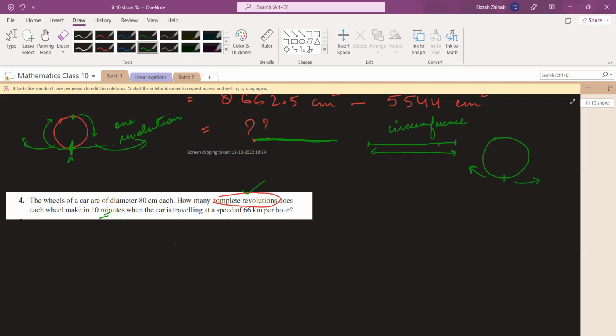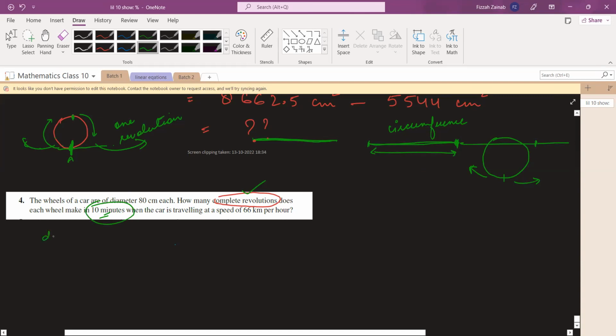So if you want to find the distance covered, this is one revolution, then you have the next revolution, then the next, and so on. So you can just add the circumferences and see how many revolutions it makes in 10 minutes. That is what you have to find. Let us start.